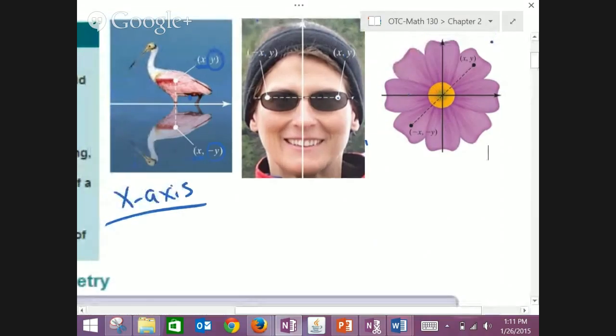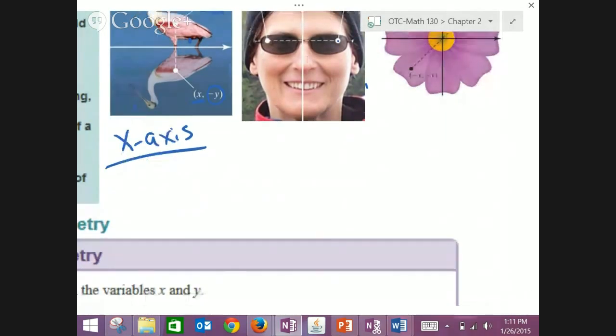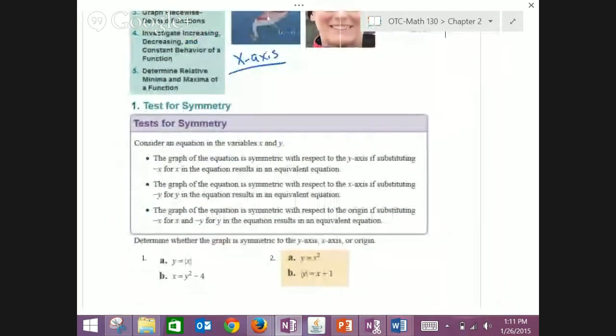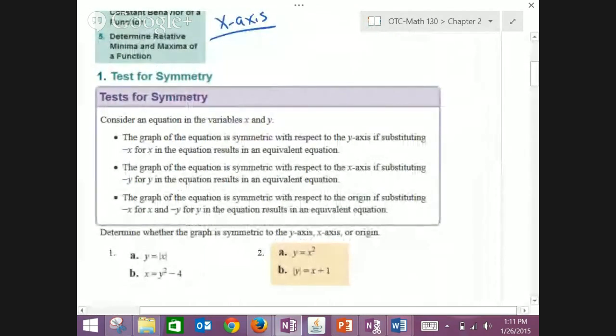It's really easy to tell if something's symmetric with the origin, the x-axis, or the y-axis given a graph. But you're not always given a graph. Sometimes you're given a relationship, and you have to do some plugging in to verify for symmetry. So if something is symmetric with the y-axis, what that means is we can substitute minus x for every x, and we get an equivalent relationship. Then it's symmetric with the y-axis. What this means is f of minus x equals f of x.